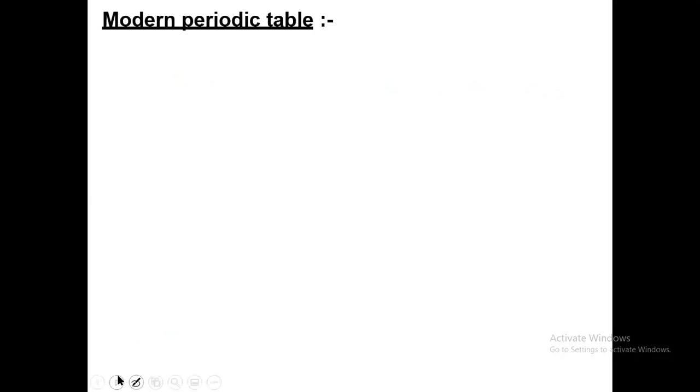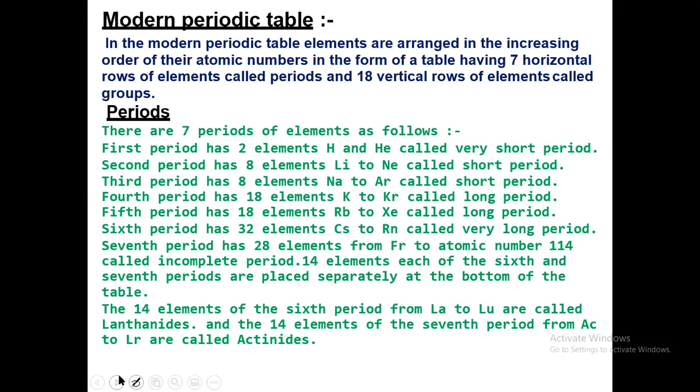In the modern periodic table, elements are arranged in increasing order of their atomic numbers in the form of a table having 7 horizontal rows of elements that are known as periods and 18 vertical rows of elements that are known as groups. So first we will discuss the periods. There are 7 periods of elements. In the first period, 2 elements are there, from hydrogen to helium, and this is known as a very short period. In the second period, 8 elements are there, from lithium to neon.